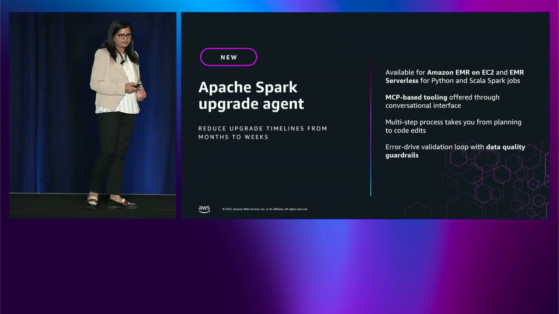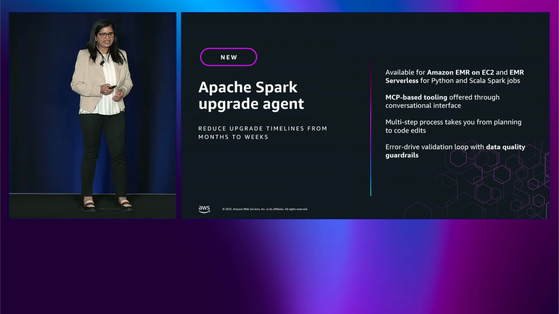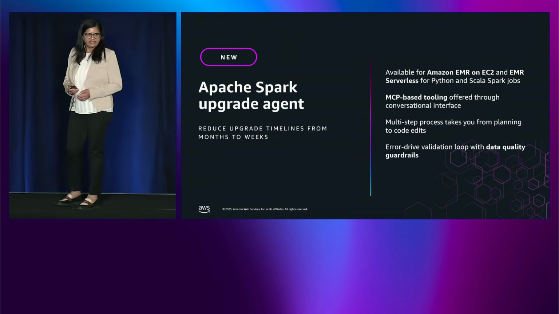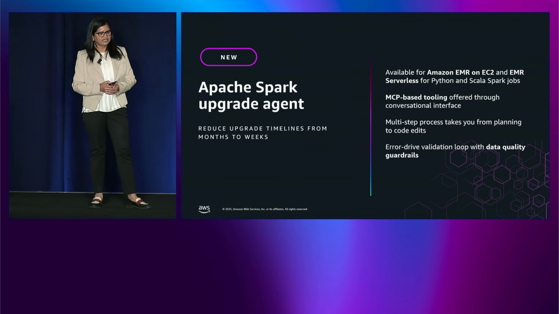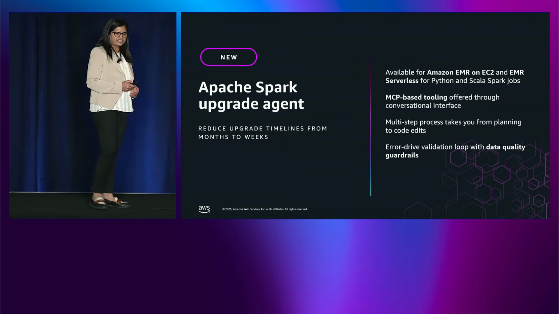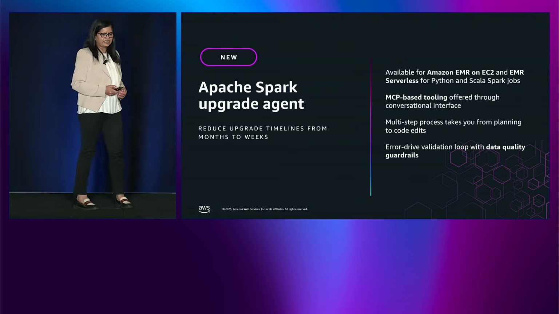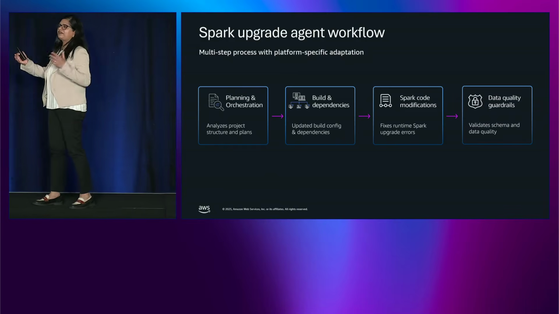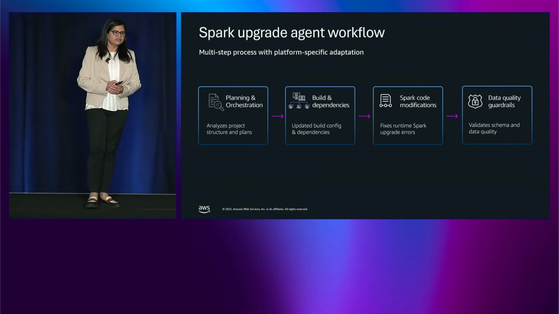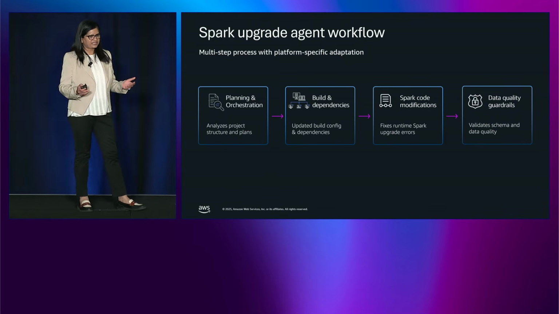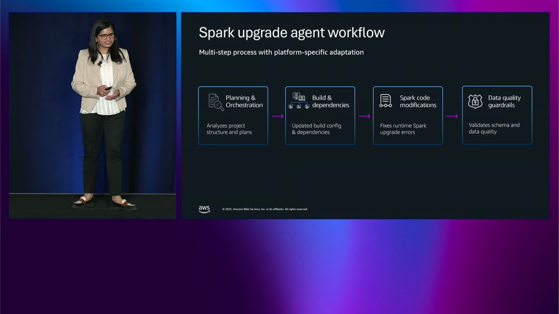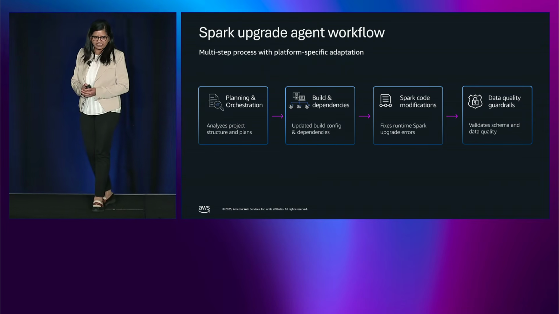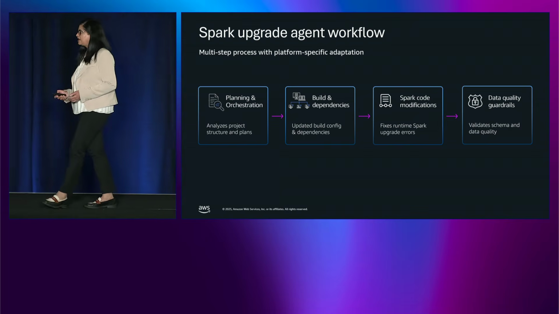It has multiple steps that takes you from planning to code edits, and it actually has an error-driven validation loop and data quality guardrails in order to make the upgrade complete and correct, right? So the Spark upgrade agent workflow works as follows. There is a planning and orchestration phase, a build and dependencies phase, a code modification phase, and a data quality guardrail phase.